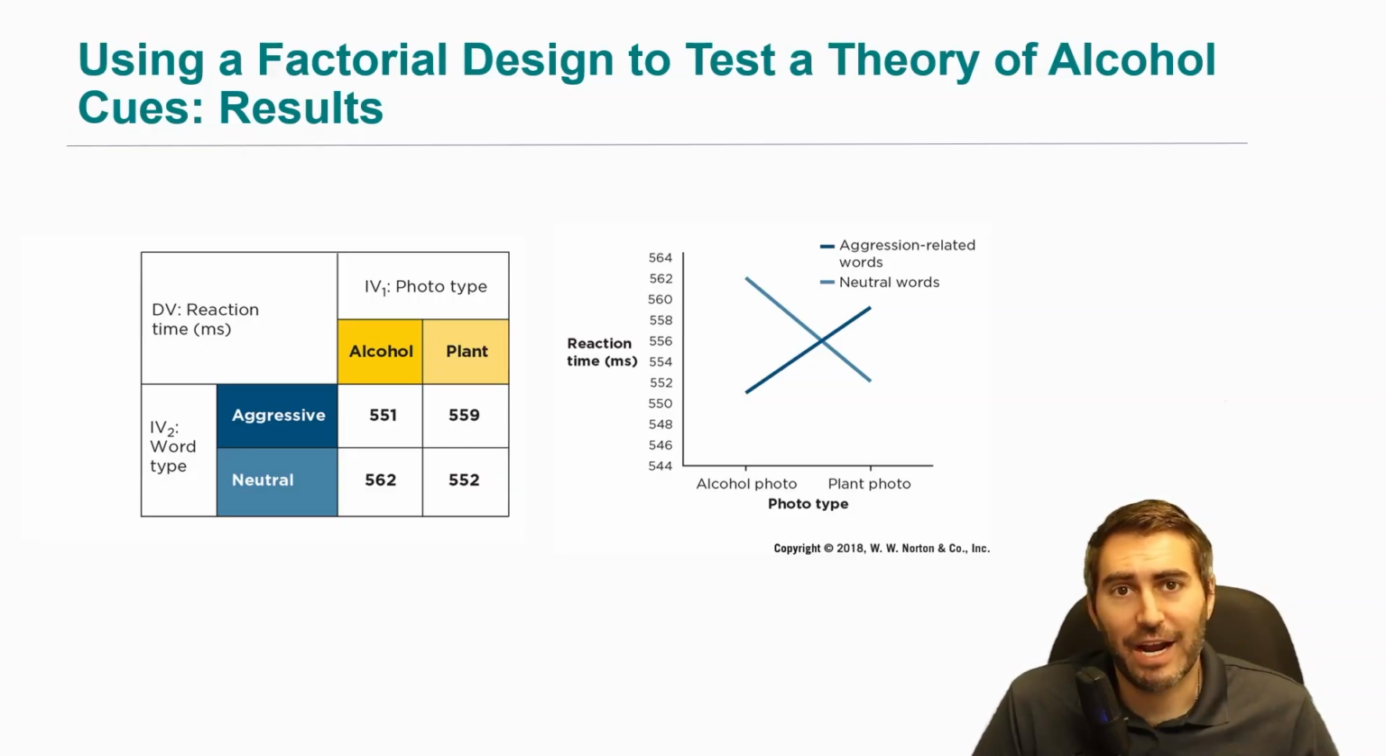There was indeed an interaction between the two independent variables, and it was as expected based on the theory. When participants had just seen a photo of alcohol, they identified aggressive words more quickly. When participants had been primed with a photo of a plant, they were slower to identify aggressive words. This interaction supported the theory that people cognitively associate alcohol cues with aggressive concepts.